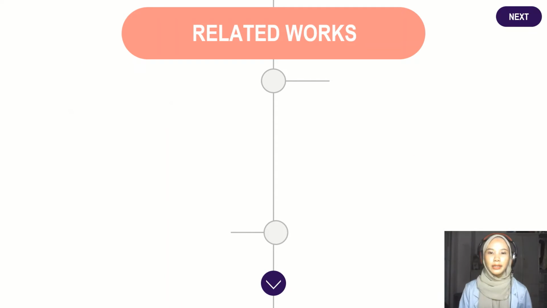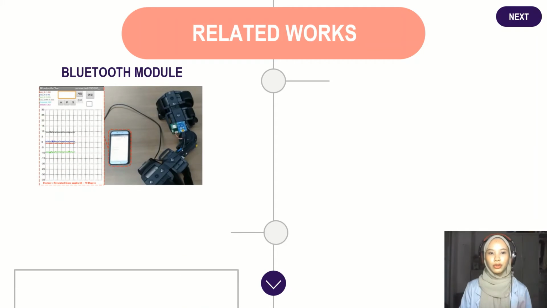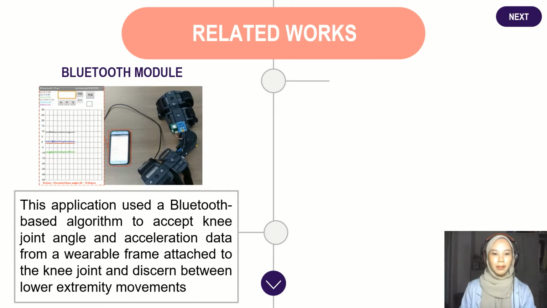Related work number 3 that I've shared is about the connection, which is the Bluetooth module. This application uses a Bluetooth-based algorithm to accept knee joint angle and acceleration data from a wearable frame attached to the knee joint and discern between lower extremity movements. A real-time posture identification and monitoring application was created to identify and display a user's static postures, which are standing, lying, sitting, and dynamic walking velocity posture, in a text bar in real time.